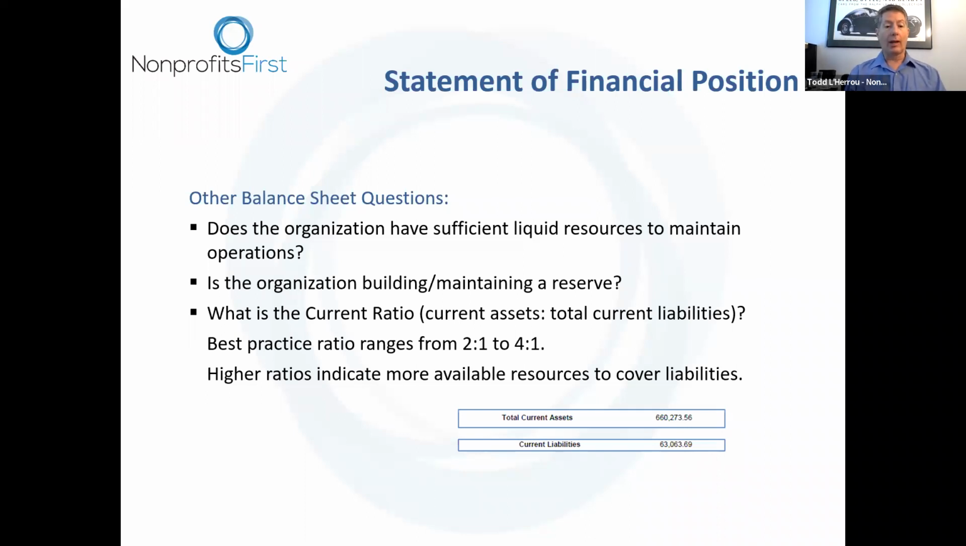We also ask sometimes, what is the current ratio? So the ratio of current assets to total current liabilities. And so I've put those at the bottom of the sheet. For this organization, we're talking a 10 to 1. They have a lot of current assets compared to their current liabilities. Higher ratios typically indicate more available resources to cover those liabilities.